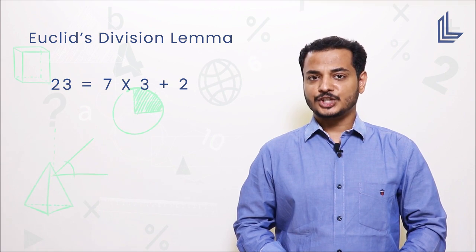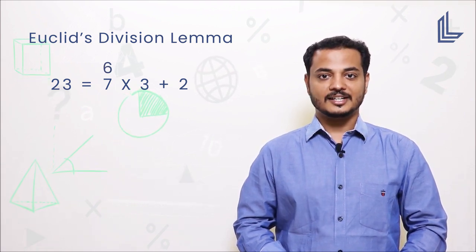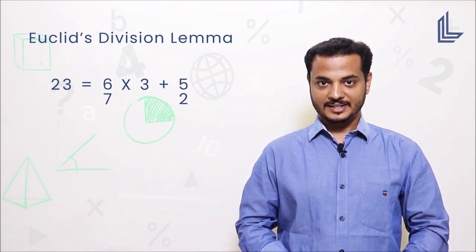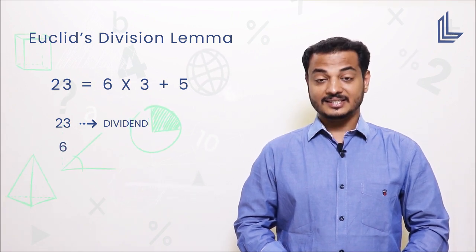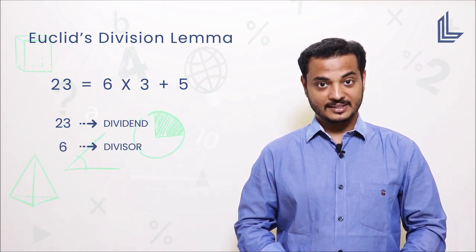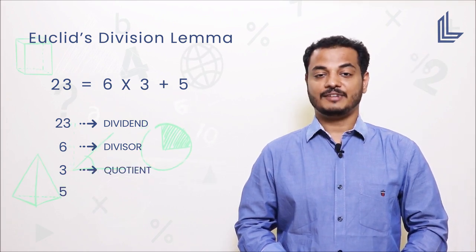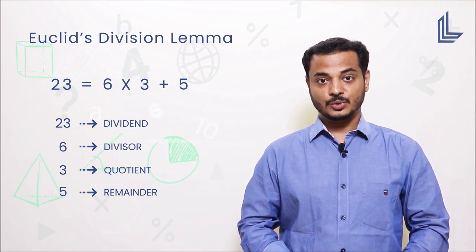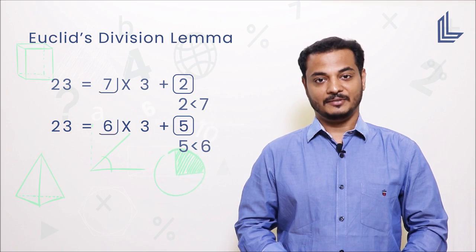Now what if I change the divisor to 6 instead of 7? I can then express 23 as 6 times 3 plus 5, right? Where 23 is known as the dividend, 6 is known as the divisor, 3 is the quotient, and 5 is the remainder. Notice that for the first two expressions of 23, remainder is always less than divisor.